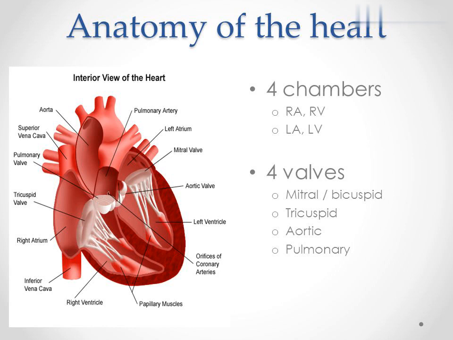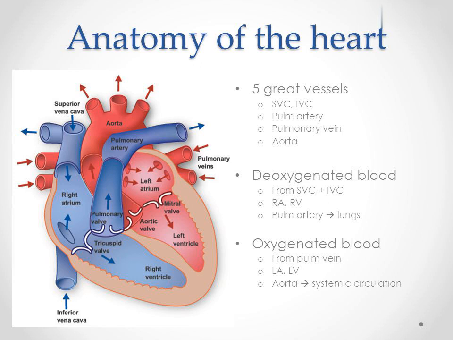Anatomy of the heart: 4 chambers, 4 valves, RA, RV, LA, LV. Valves: mitral, bicuspid, tricuspid, aortic, pulmonary. 5 great vessels: SVC, IVC, pulmonary artery, pulmonary vein, aorta. Deoxygenated blood from the SVC plus IVC goes to the RA, RV, pulmonary artery, lungs. Oxygenated blood from the pulmonary vein goes to the LA, LV, aorta.